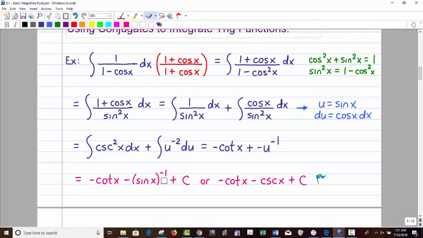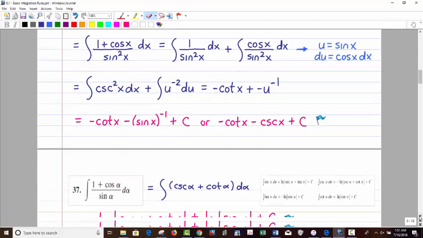Notice that's not an inverse function. That's probably why I'm using parentheses. To me, that's perfectly acceptable. If somebody wrote that on a test that way, that's fine. But you might see it converted to this. That doesn't mean this answer is more right than the other one. It's just written differently, because sine of x to the negative 1 is 1 over sine, which is cosecant. So they're both correct. They're both equivalent answers. Alright, so there's an example of that conjugate problem.